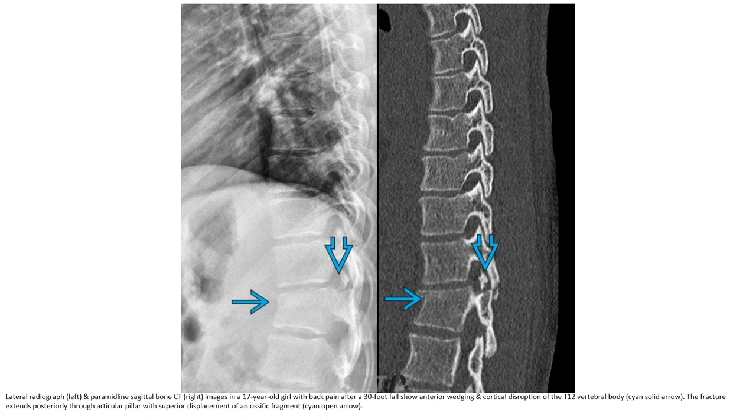This is a lateral radiograph and parasagittal bone CT in a 17-year-old girl with back pain after a 30-foot fall. There is anterior wedging and cortical disruption of the T12 vertebral body. The fracture extends posteriorly through the articular pillar with superior displacement of an osseous fragment.